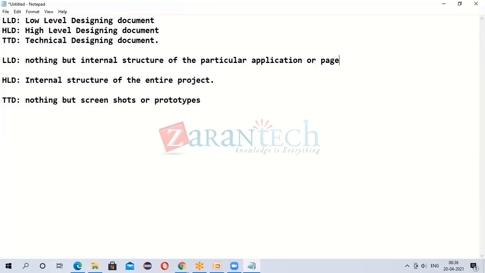If we have multiple pages, then you need to find out the relation between page and page. First we use the login page, second the compose page, third the inbox page. Some kind of relation is required, right? That is nothing but HLD: the internal structure of the entire project.